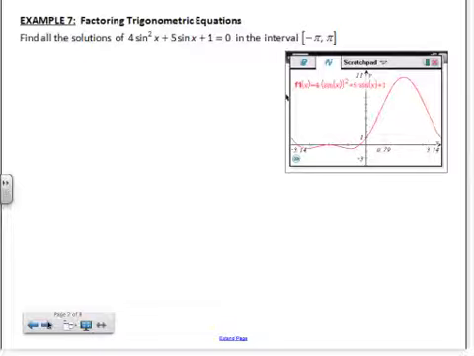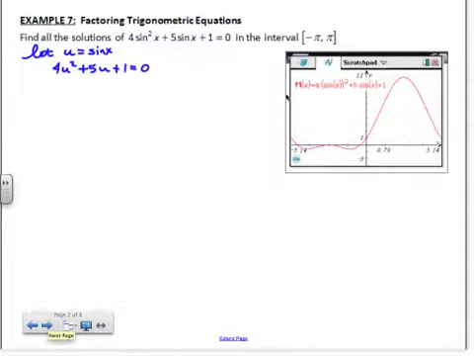Okay, so our first problem is to find the solutions of 4 sine squared x plus 5 sine x plus 1 equals 0. If you look at this, it kind of looks like quadratic stuff that we factored. So let's go back to our dear friend u. Let u equal sine of x. Then this becomes 4u squared plus 5u plus 1 equals 0. And that we can factor, using whatever technique you use: 4u plus 1 and u plus 1. Signs are the same, so we have a plus here, and this is equal to 0.